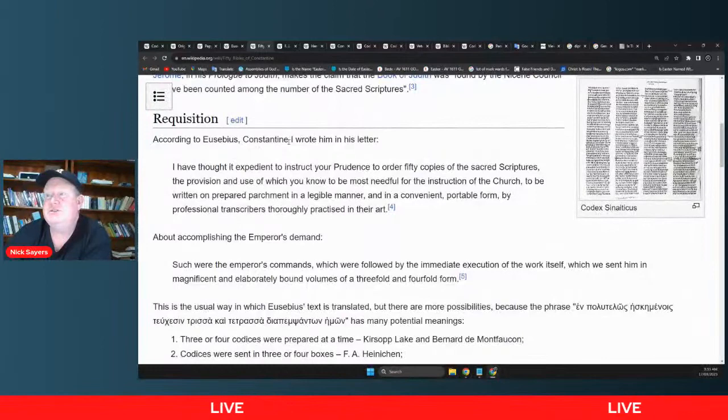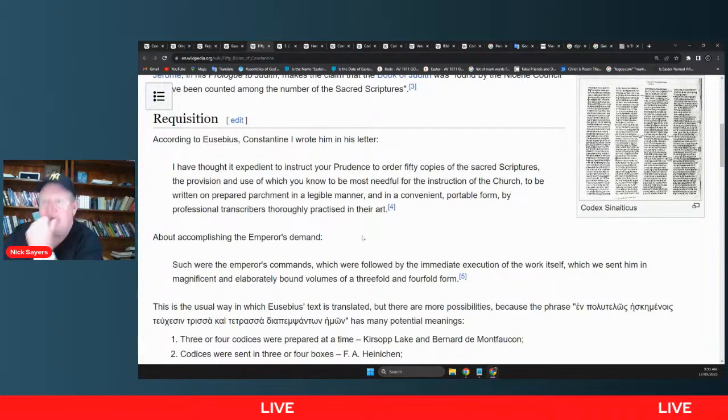According to Eusebius, Constantine I wrote him in his letter, "I have thought it expedient to instruct your prudence to order 50 copies of the sacred scriptures, the provision and use of which you know to be the most needful for the instruction of the church, to be written on prepared parchment in a legible manner and in a convenient portable form by professional transcribers thoroughly practiced in their art." It's like, yes, Sinaiticus has so many errors, so it's like, oh yeah, well, that must have been the professionally transcribed Bible.